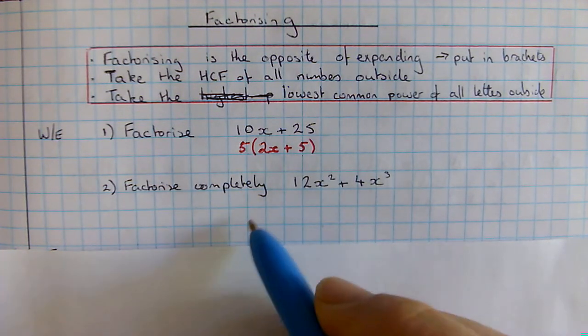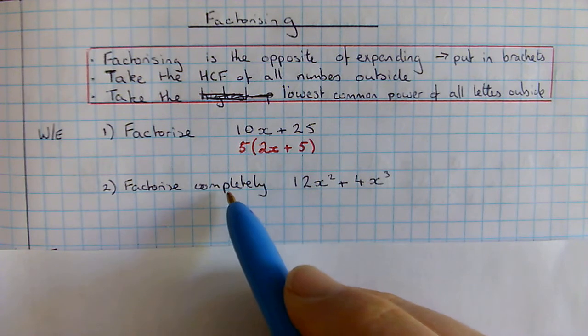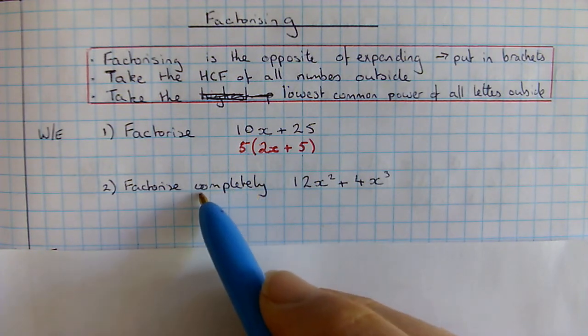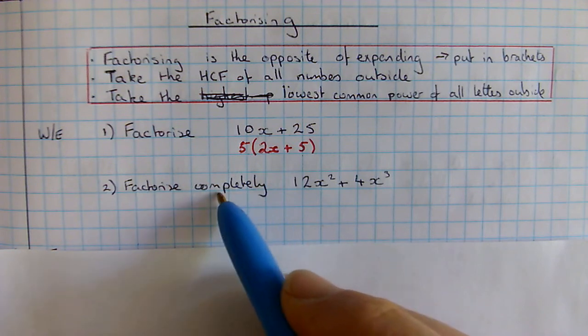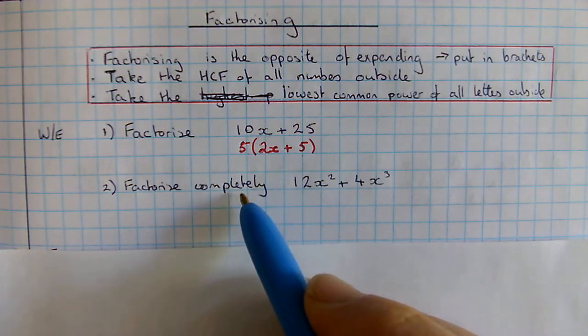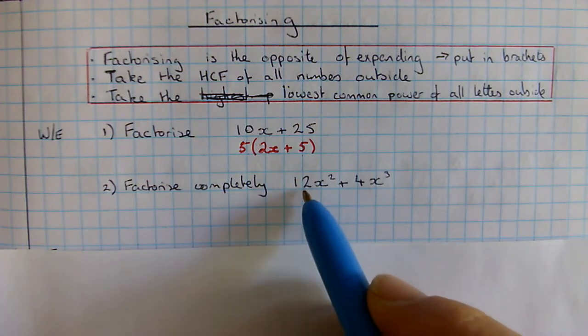For the second question, there's a hint in here, and we always need to look out for this in exam papers. It says factorise completely. And when it says factorise completely, that's likely to mean that not only do you need to factorise the numbers, but you're also going to need to do something with factorising the letters. So let's have a look at this one.